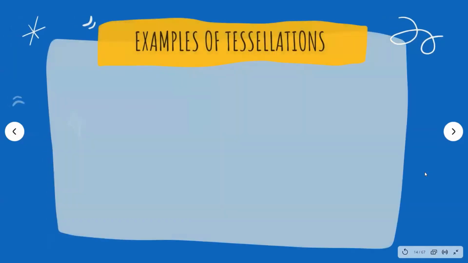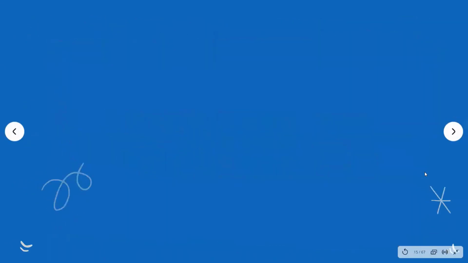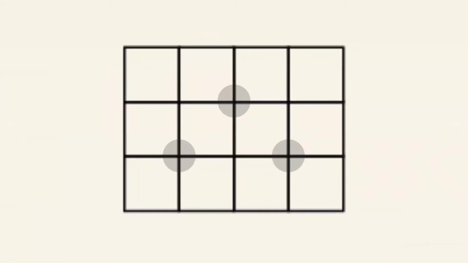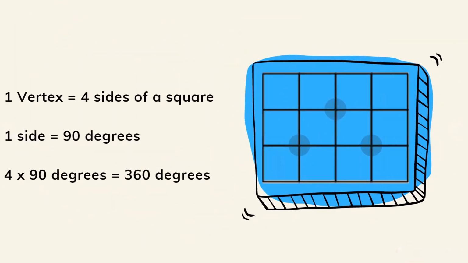Now, taking a look back at the examples, let's look at the second figure. The second figure is made up of only squares, and as you can see the vertex is surrounded by 4 sides of a square. And as you know, a square has an interior angle of 90 degrees. And since there are 4 sides surrounding the vertex, and each side is 90 degrees, doing basic math, 4 times 90 is equal to 360 degrees, which also fulfills the condition we said earlier.